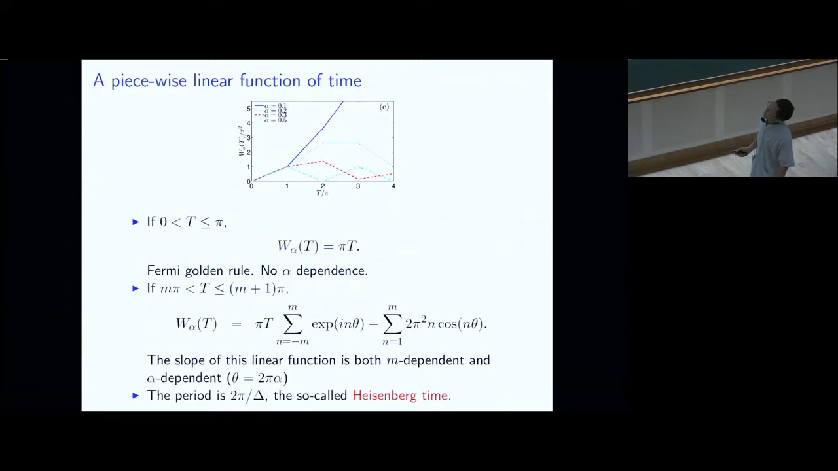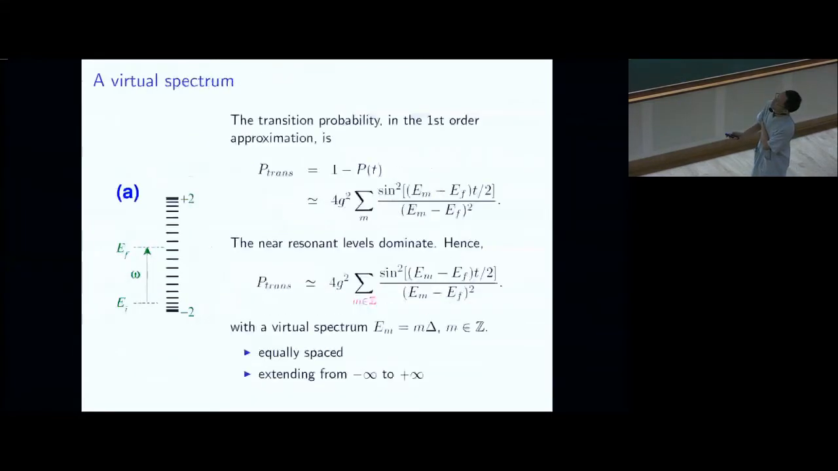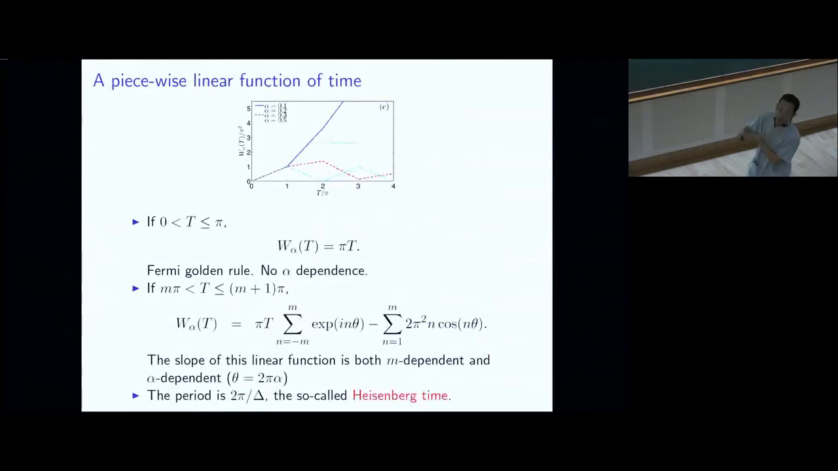But beyond this point, your W function depends on your parameter alpha, and depends on the interval the capital T belongs to. So it's a piecewise linear function. The slopes now depend on the parameter alpha, the integer m. So basically this figure explains this figure. So we have understood our numerical finding, understood the kinks.